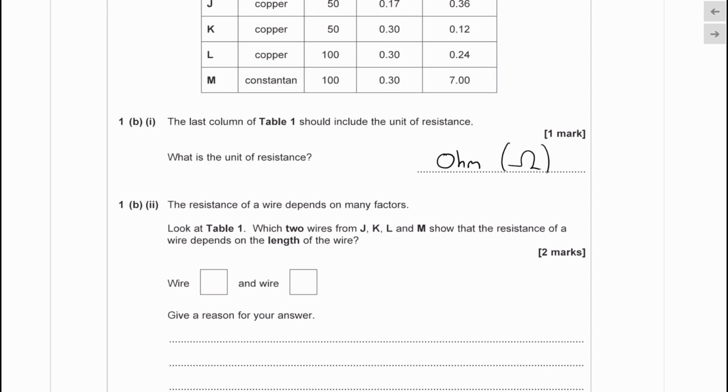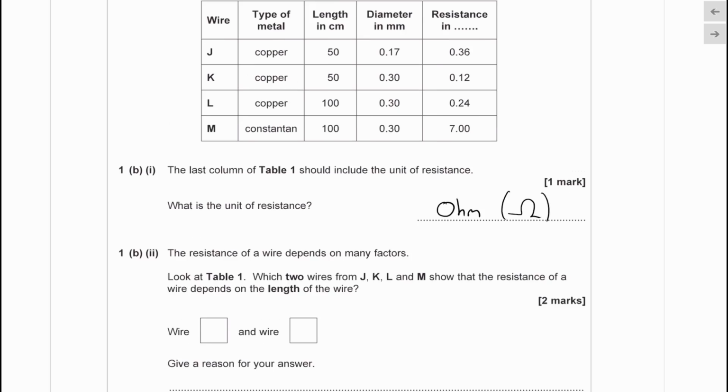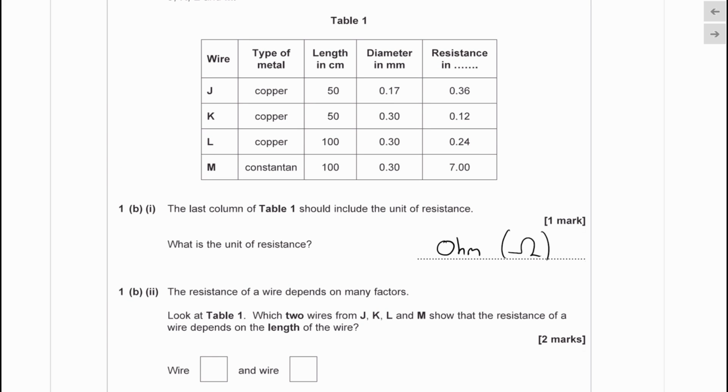Now B part 2, it says the resistance of a wire depends on many factors. Look at table 1. Which 2 wires, J, K, L, and M, show that the resistance of a wire depends on the length of the wire? And so what we're looking at is 2 wires which are similar, but that differ only in length. And by looking, obviously it's not going to be M, so I can discount that straight away because that's made of a different material. So J, K, and L are made of copper, and let's have a look here.